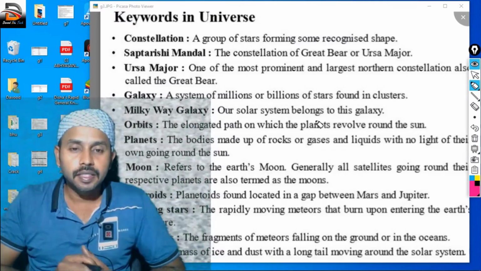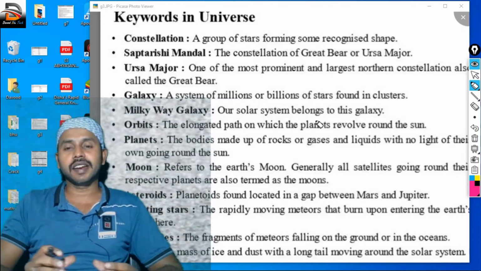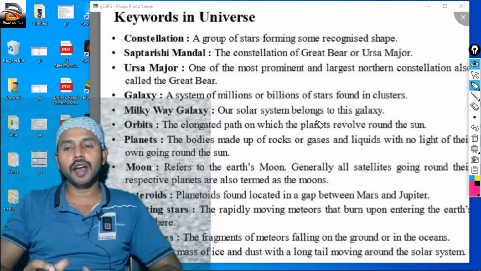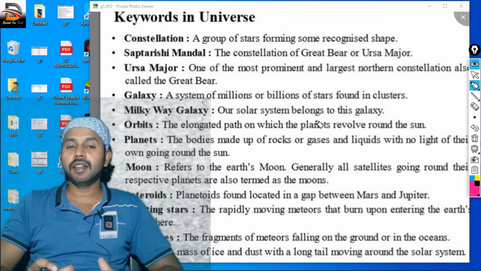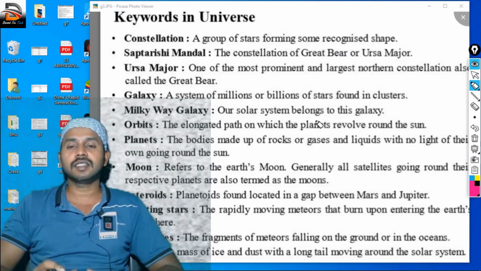Next, planet. A planet is a body made up of rocks or gases and liquids, which has no light of its own, going around the sun. Planet, we say, is a body made up of rocks or gases and liquids.